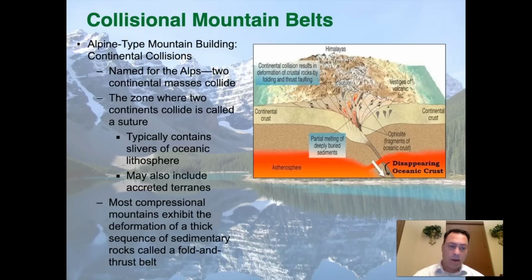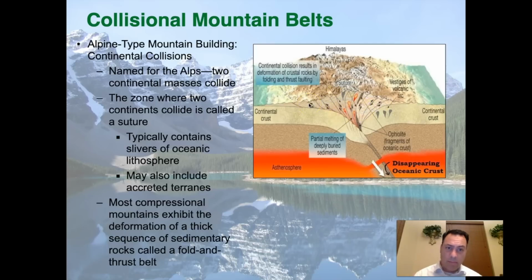By the way, these types of mountains are referred to as alpine type mountain building. They're named for the Alps where this was first recognized. Two continental masses collide. It's also extremely well studied. The zone where two continents collide is called a suture. So here we have continental crust, here's continental crust, and here we see a suture that is developed here, where on one side of the suture is this continental crust all smashed together, and on the other side of the suture is this continental crust all smashed together.